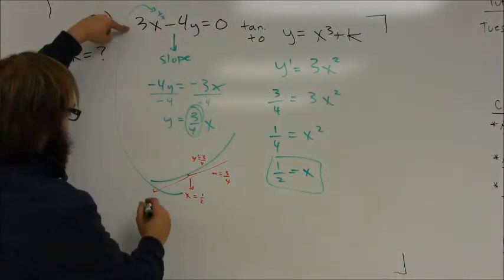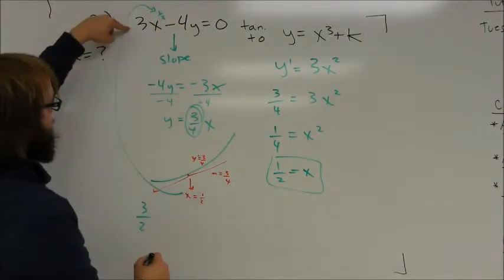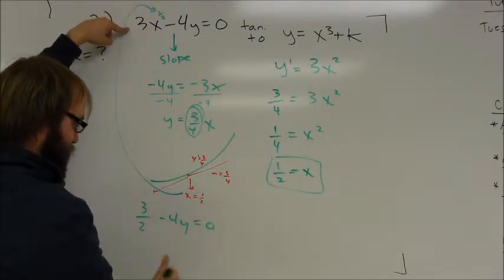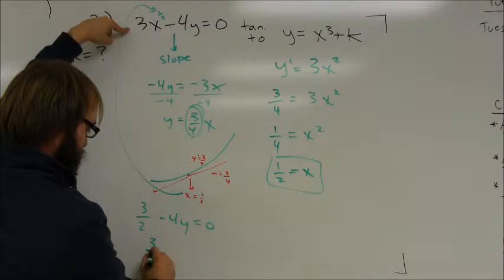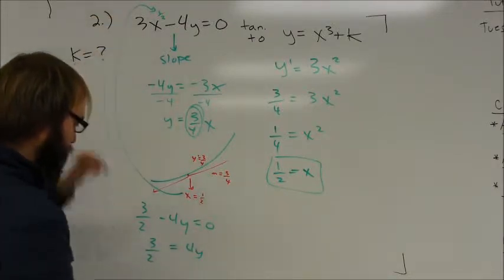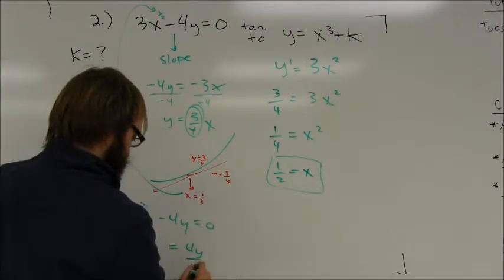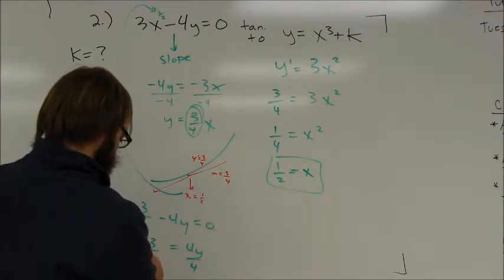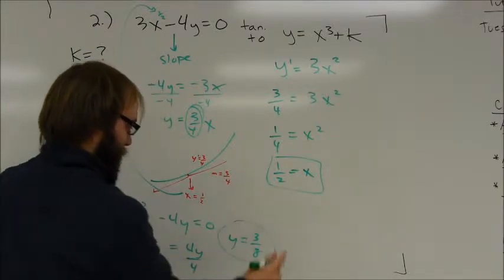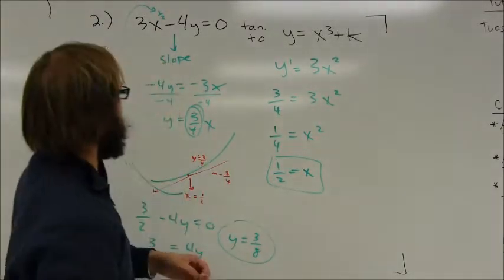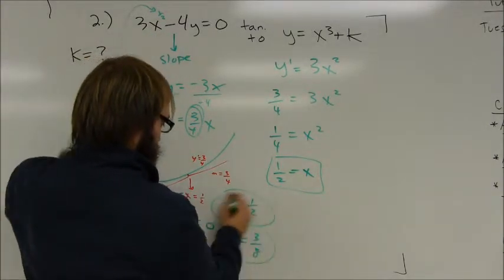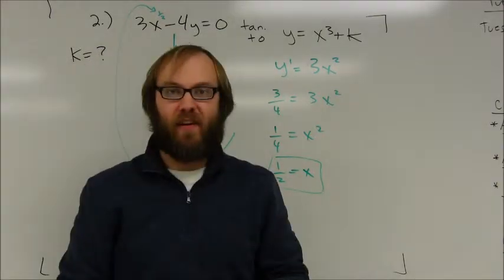Okay, I end up getting 3/2 minus 4y equals 0. I'm going to add 4y to both sides. 3/2 is equal to 4y. Divide both sides by 4, we found out that y is equal to 3/8. Okay, so this line over here passes through the point x equals 1/2, y equals 3/8.